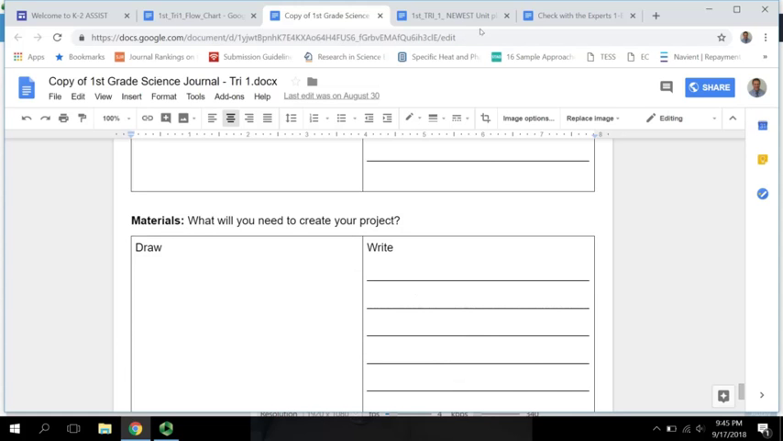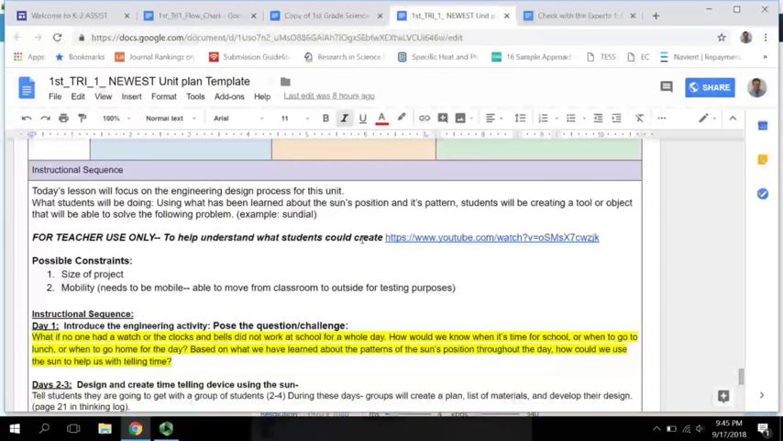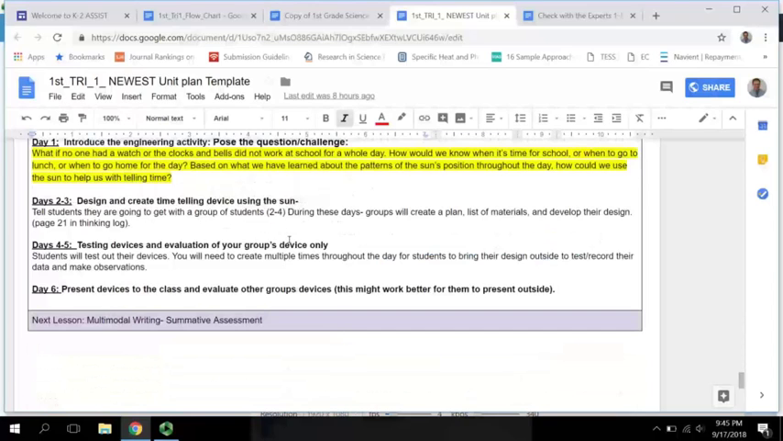So again, this is going to take multiple days. And you can see here we actually have about 6 days that we planned for this. So after they go out and they test it and they present to the class or present the devices to the class, this would be their sharing their creation with everyone else.